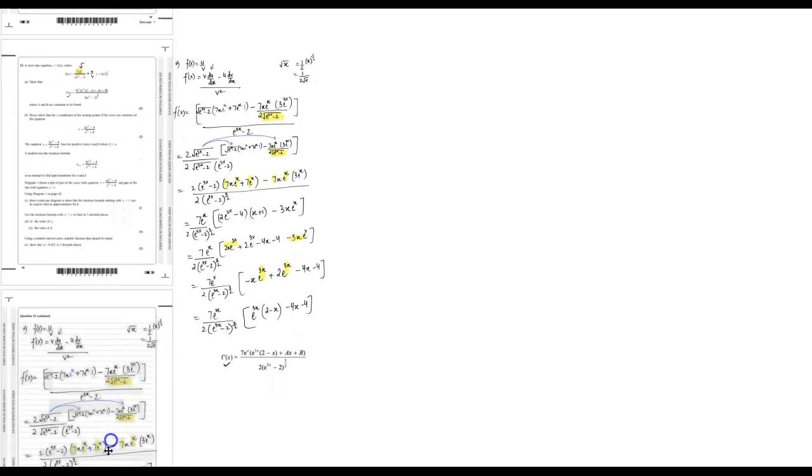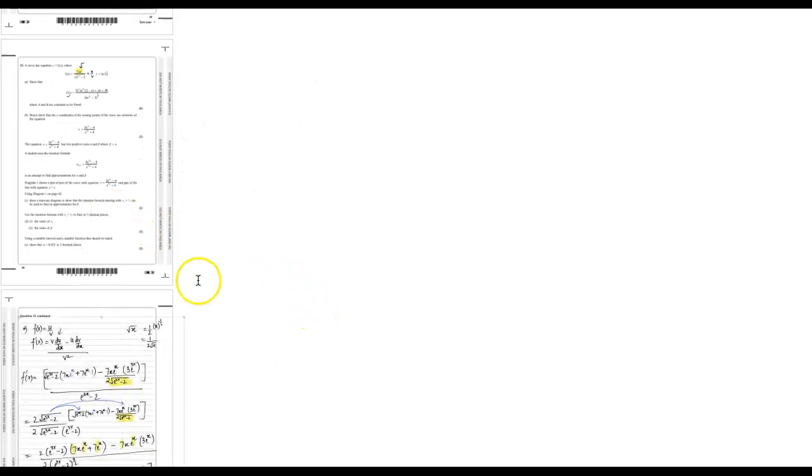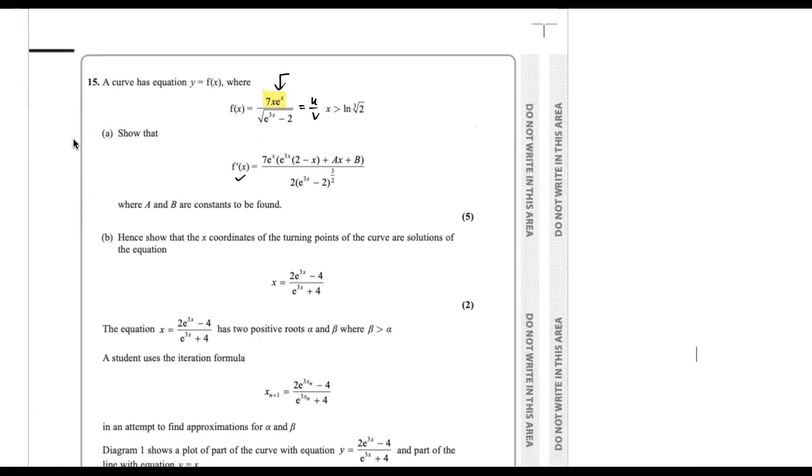Now we are going to be switching to the next part here. The next part, what it shows, let me zoom it. Part B, we've got 5 marks, right? Part B is saying, hence show the coordinates of the turning points. For the turning point, our f dash x is 0, isn't it? Okay, so what we have to do, just read it out. We have to show the turning point.